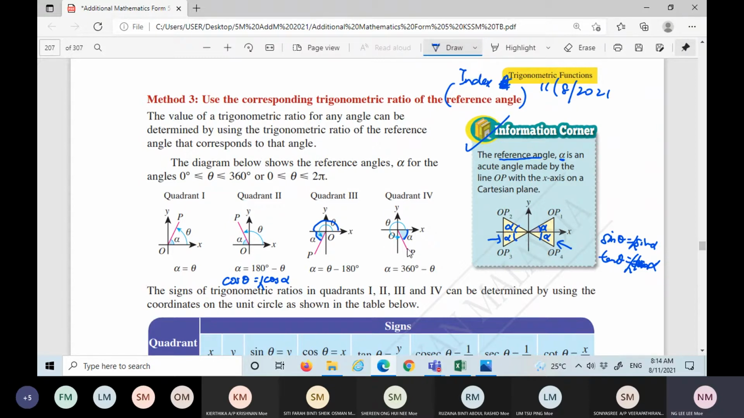So for the fourth quadrant one, how do you find this alpha? You just use 360, the one whole turn, minus this theta. Then you will get the alpha. So this one you have to remember. This one, write in your notes. This four.